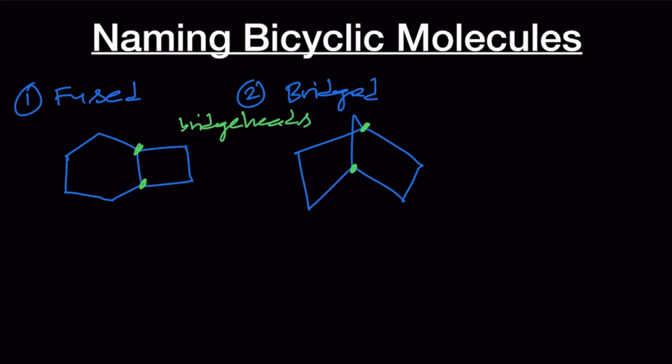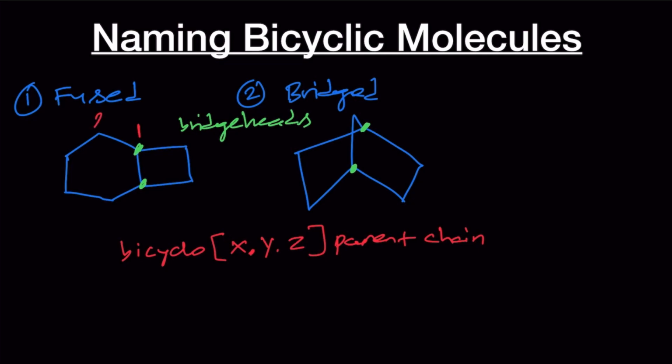In general, the syntax for the naming of bicyclic molecules goes like this. It would be bicyclo and then in square brackets x dot y dot z and then the parent chain. When it comes to counting the number of atoms in the parent chain, we always have to start our numbering from the bridgehead position and then go on the pathway where we can meet the largest ring first. And therefore, 1, 2, 3, 4, 5, 6, 7, 8, not the other way around.